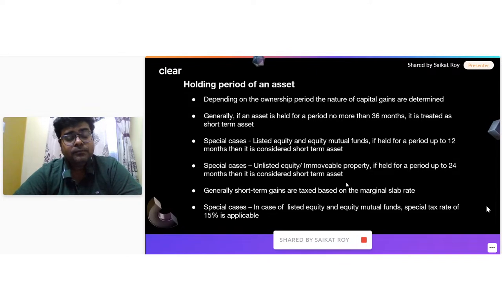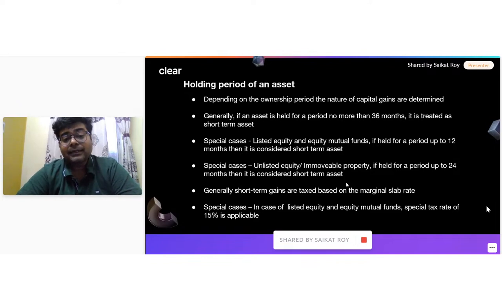Now, another special case is present, that is in case of unlisted equity shares or immovable property. Now, if you have unlisted equity shares, it can be shares of a private limited company. It can be a share listed outside India, right? In these two cases, the shares are considered to be unlisted equity shares.